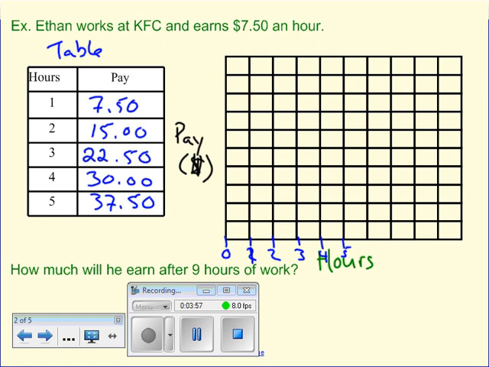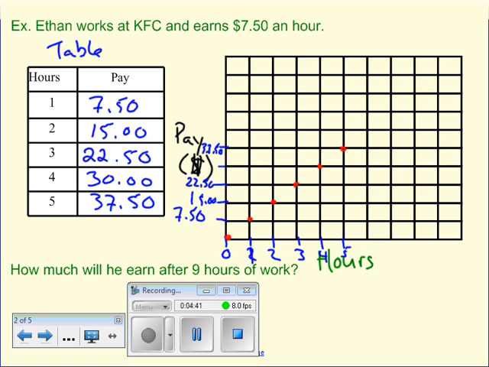And then going up this way, I'm going to start here at 7.50, make it easy on myself. Skip here to 15, 22.50, and well, that'll be 30, and this will be 37.50. So that's my grid. Not the greatest graph I've ever done, but this is my grid. So after 0 hours of work, Ethan makes $0. After 1 hour, makes $7.50. 2 hours, 15. 3, 4, and 5.